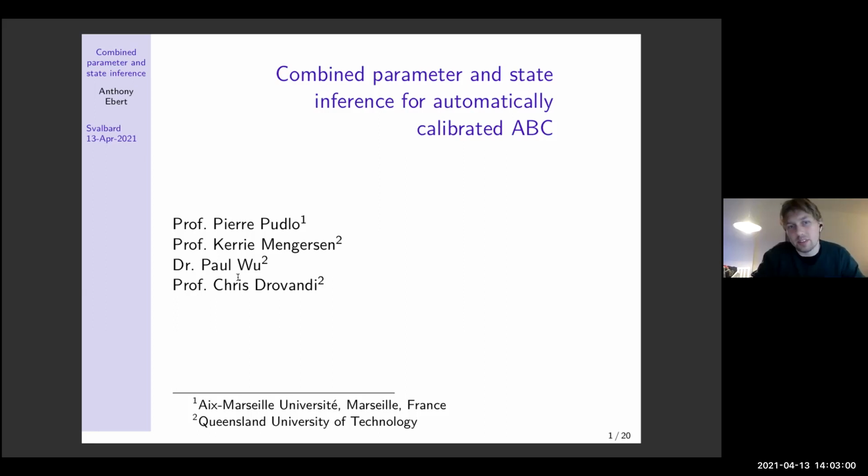This is work I did with Pierre, Kerry, and Chris. So as David said, it's for problems where you're interested in inference with two types of parameters. There's the parameters that exist on a time index, and in the normal terminology we call them states, and then there's parameters that stay fixed. We call them fixed parameters or just parameters.